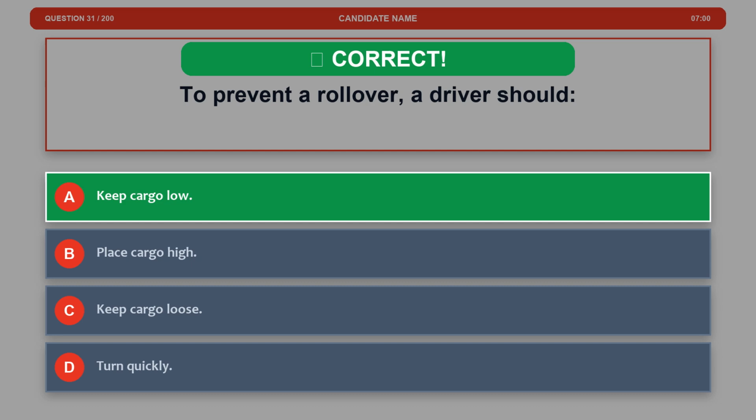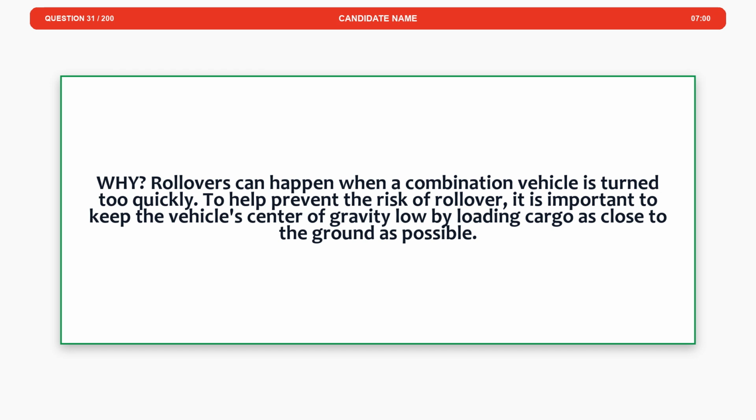The correct answer is option A. Keep cargo low. Explanation. Rollovers can happen when a combination vehicle is turned too quickly. To help prevent the risk of rollover, it is important to keep the vehicle's center of gravity low by loading cargo as close to the ground as possible.